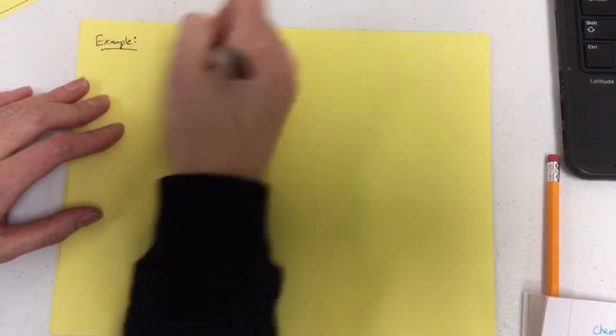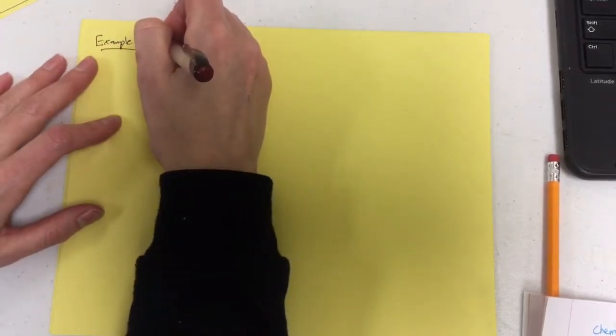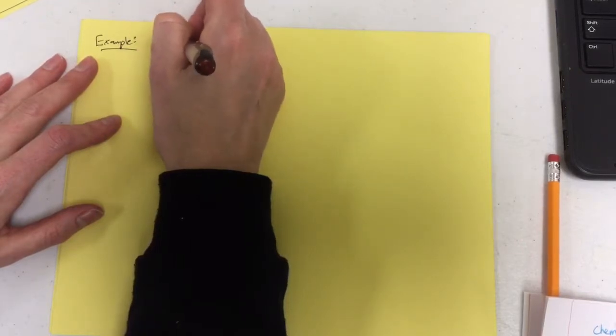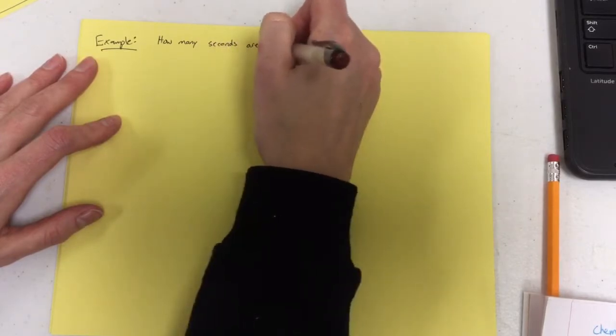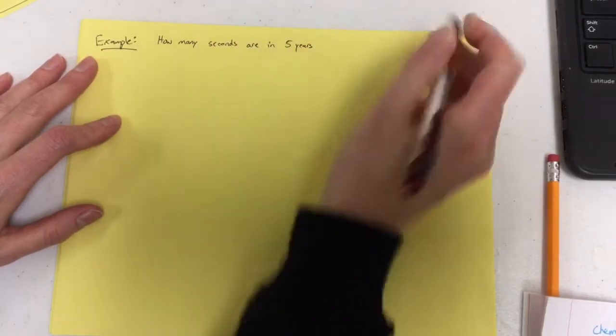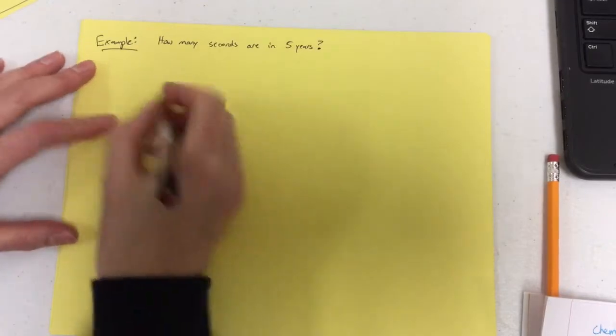So, let's see, we'll try and figure out how many seconds are in 5 years. This is going to be a big number, okay? How many seconds are in 5 years, okay?